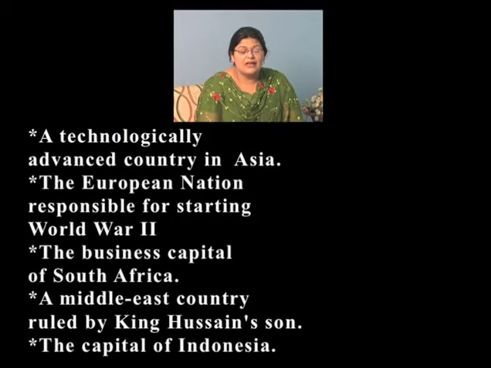In column A, there's a description of a place or a clue given. In column B, you have the names of places, all with the j sound. You have to match the columns. I'll read column A first. A technologically advanced country in Asia. Next, the European nation responsible for starting World War II. Next, the business capital of South Africa. Next, a Middle East country ruled by King Hussein's son. Next, the capital of Indonesia.